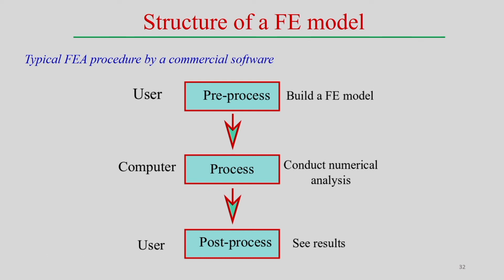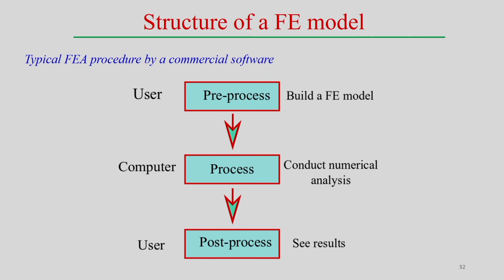Now, let us see the structure of a finite element model. In a typical finite element analysis procedure by commercial software, normally the first step requires user-defined parameters, and that is called pre-processing. That helps to build a FE model. Pre-processing means we have to decide the coordinate system and the units, and then give the required material properties for the particular problem. If it is a thermal problem or a mechanical problem, accordingly you have to define all the properties.